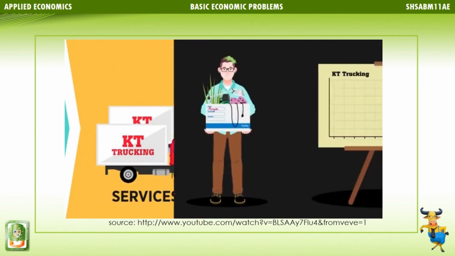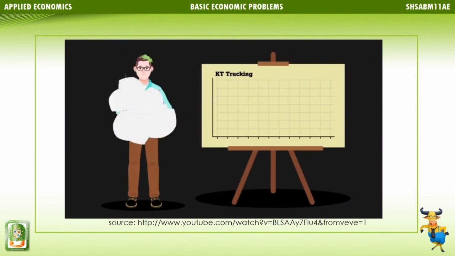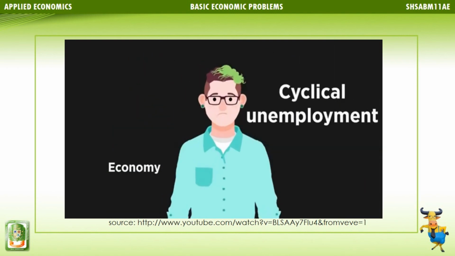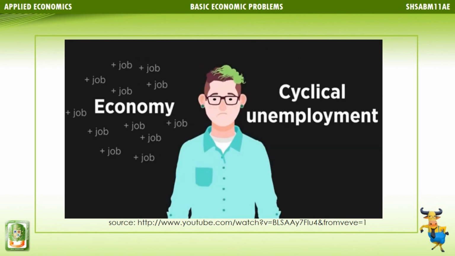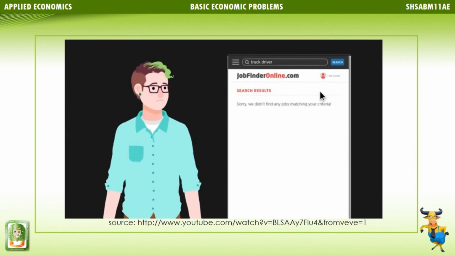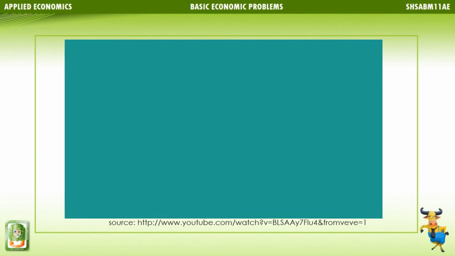Morgan lost her job as a truck driver when the economy went into recession. People bought fewer goods, so the demand for shipping services and therefore truck drivers went down. As the economy grows and adds jobs, cyclical unemployment is reduced. However, not everyone who loses a job during a recession finds the same type of job after the recession. In this case, cyclical unemployment can turn into structural unemployment.